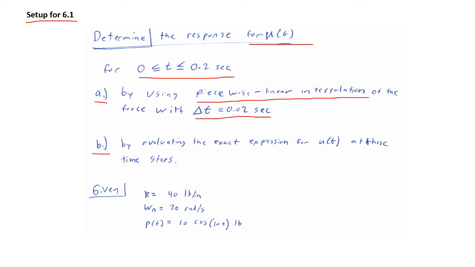In part B, they want us to evaluate the exact expression for u of t at these same time steps. We know from our previous example 4.1 that our k is equal to 40 pounds per inch, omega sub n is equal to 20 radians per second, and our p of t is equal to 10 times the cosine of 10t in units of pounds.